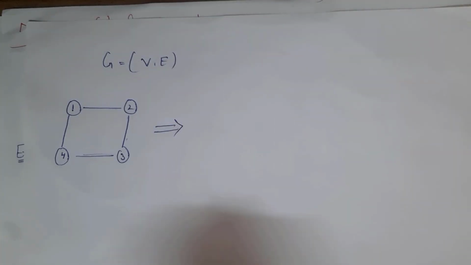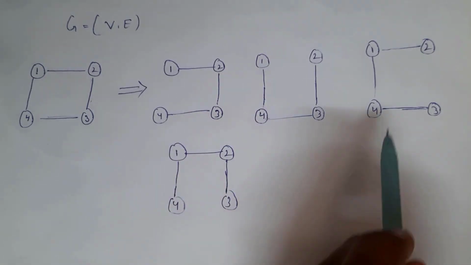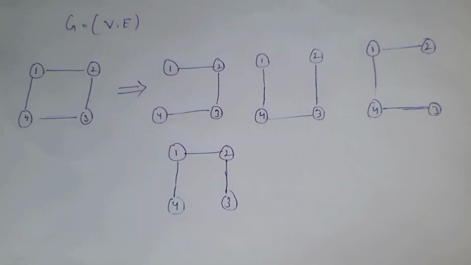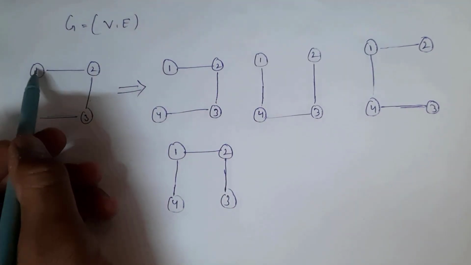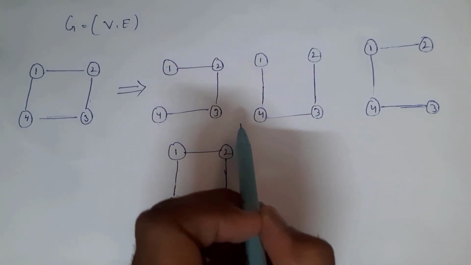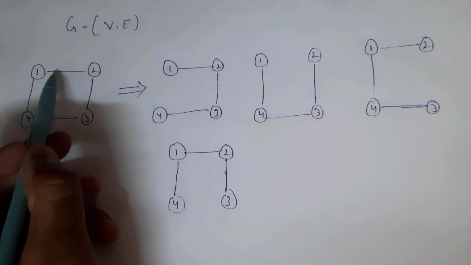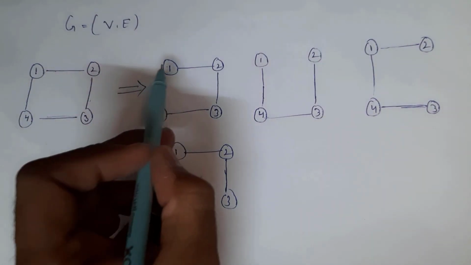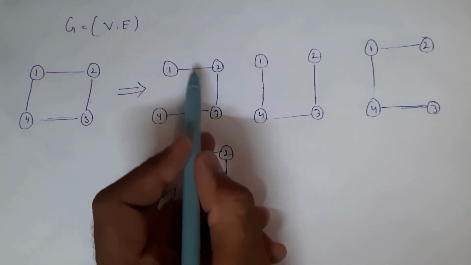Now let us find the possible spanning trees for this particular graph. These are the 4 possible spanning trees for this graph. I already said a spanning tree contains all vertices. See, in this there are 4 vertices, so this spanning tree also contains 4 vertices. But it contains a minimum number of edges. Whereas in this graph there are 4 edges in total, the spanning tree contains only a minimum number of edges. Here for this spanning tree there are 3 edges in total.